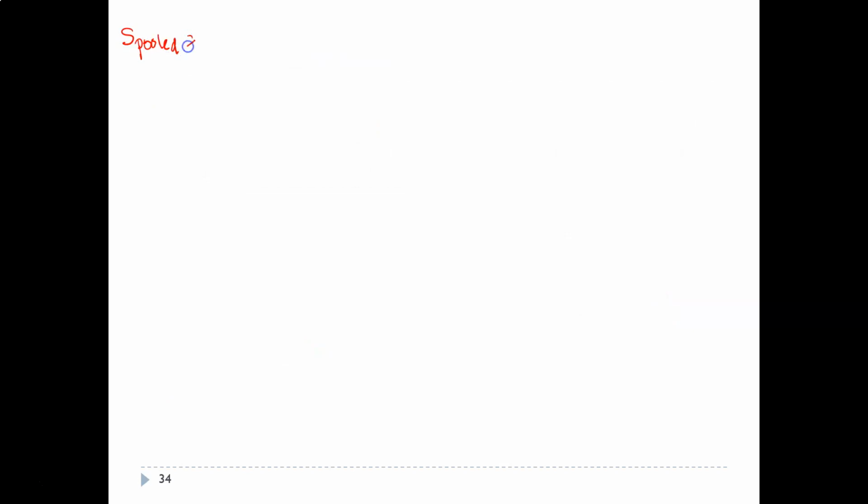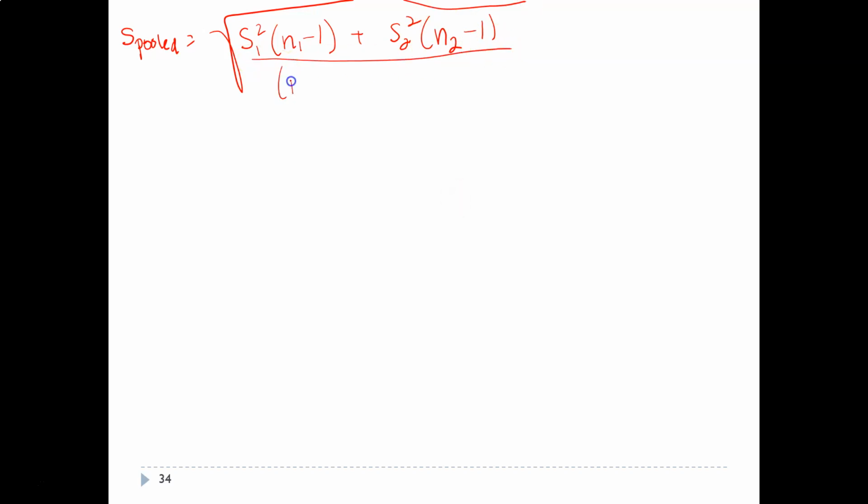So this is what the S-pooled equation looks like. Stealing this from a couple slides ago. S1 squared times N1 minus 1 plus S2 squared times N2 minus 1, and it's all over the square root, divided by N1 plus N2 minus 2. So I'm going to start by just plugging in values. So S1 was, from the last slide, 0.6728 squared. The number of trials was 6, so minus 6 minus 1.